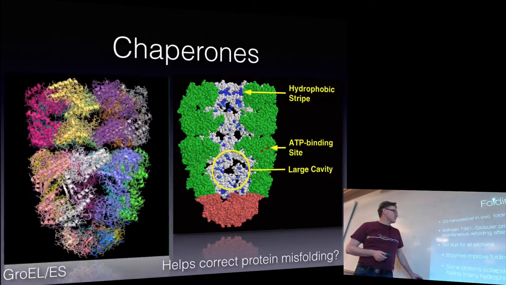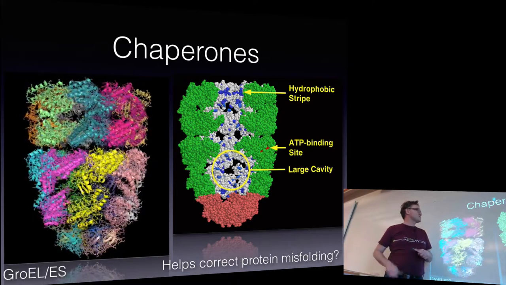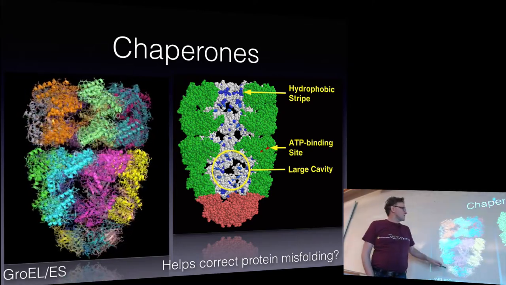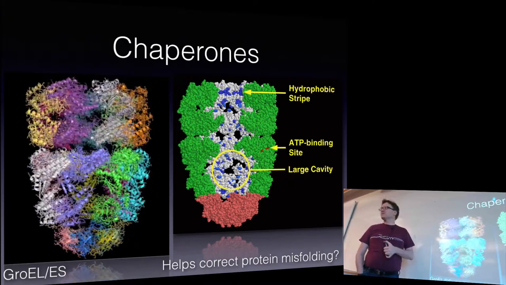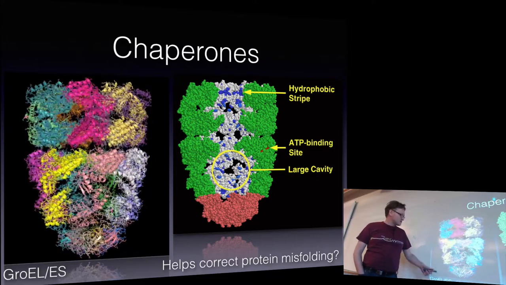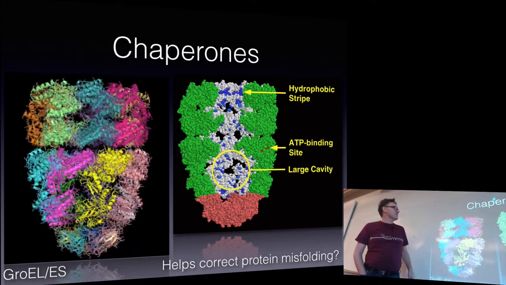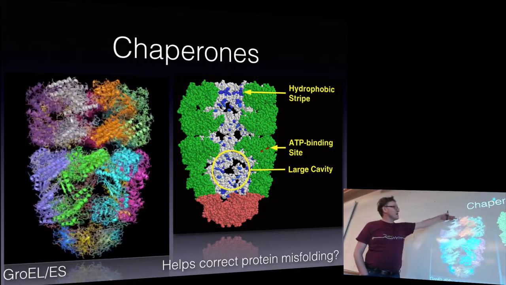So it turns out that there are proteins that can help this. Amazingly beautiful molecules, chaperones or chaperonins. So these are very large molecules that effectively have a hydrophobic interior. And you see that they consist of a ton of different subunits. The most famous one is GroEL and GroES. So it's a molecule that consists of two parts so that you almost have a hydrophobic lid to it.